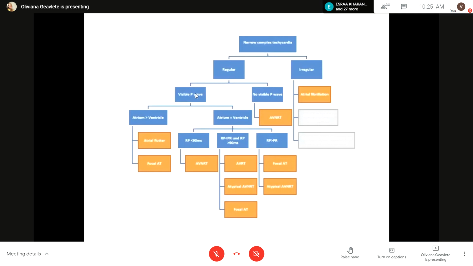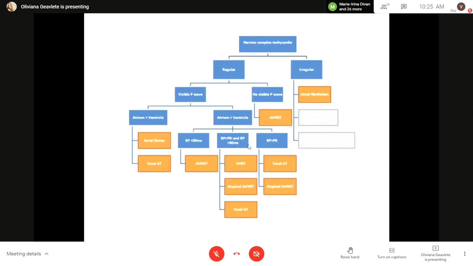If it's regular, you have to look at the P waves. If there are no P waves, because they are buried in the QRS complex, it is for sure AVNRT. But if you have P waves, you have to calculate if the rate of the P is faster than the ventricles; it could be atrial flutter or focal atrial tachycardia.